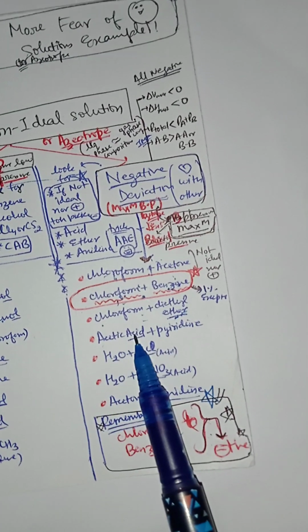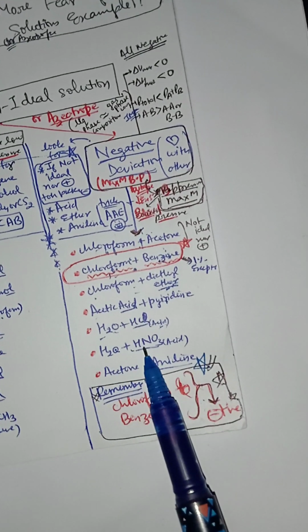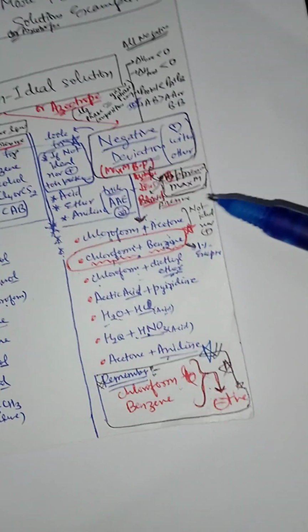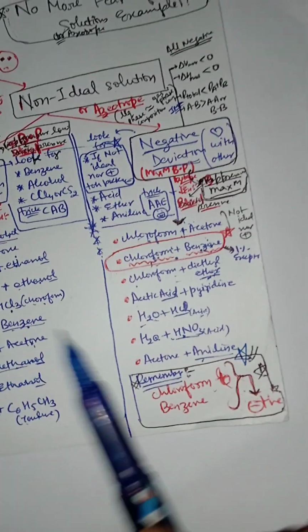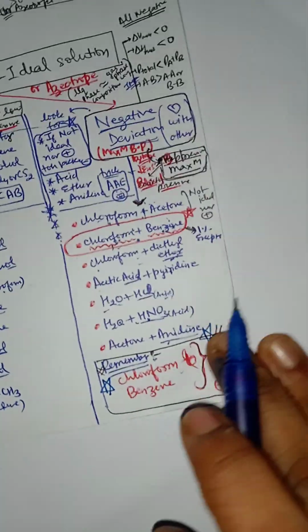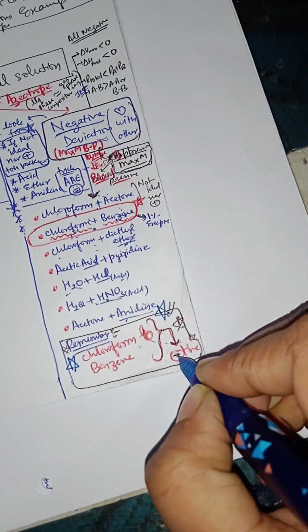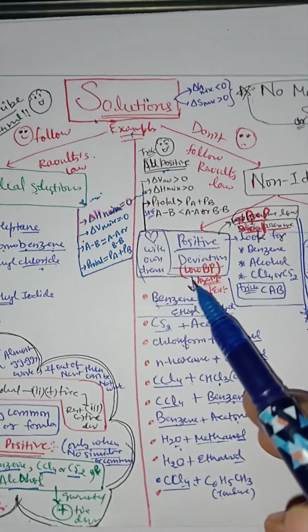See here, acetic acid plus pyridine, H2O plus HCl, which is also an acid, H2O plus HNO3, HNO3 also an acid, acetone plus aniline. So you can see all kinds of examples of my trick. So remember this one, and don't forget this exception: chloroform and benzene give a negative deviation solution. Okay, and one more thing, how do you remember this, the positive deviation, negative deviation and ideal solution?